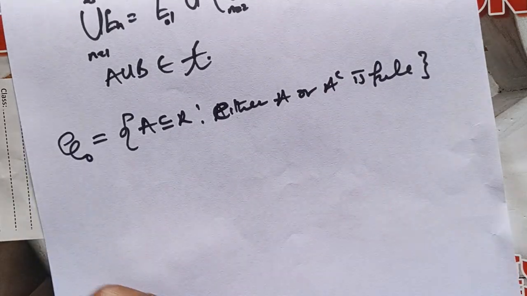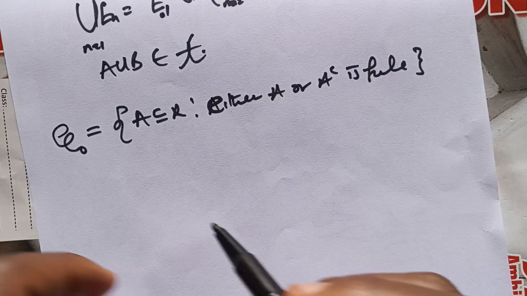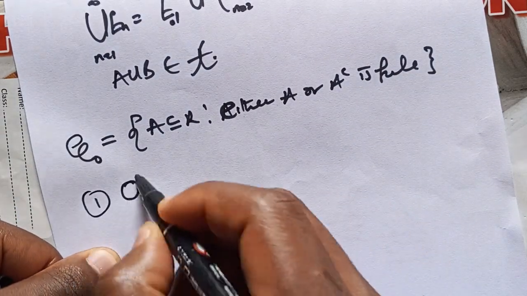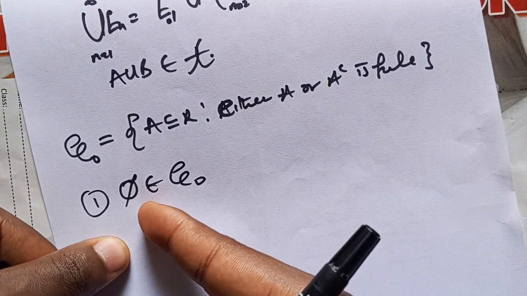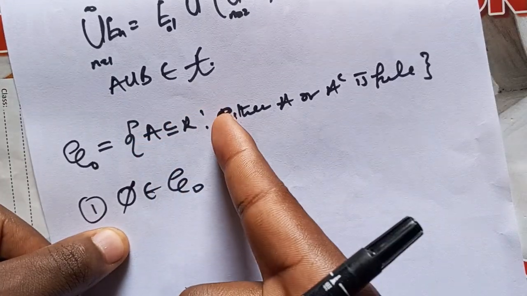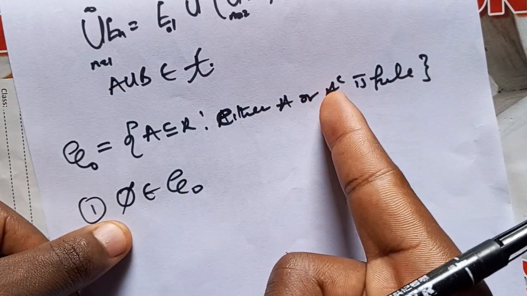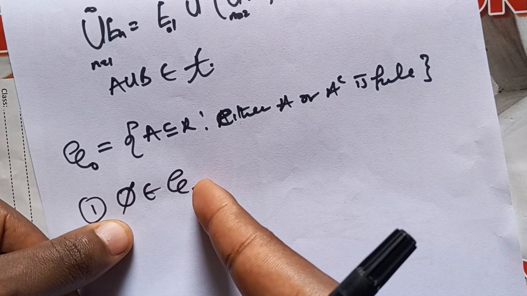So to show that this is an algebra, remember, we have to show that it satisfies 3 conditions. The first condition is that the empty set must be in this algebra. And this is true. The reason is that for anything to be in this algebra, either that element is finite or its complement is finite. And of course the empty set is finite. So this implies that the empty set is in the algebra.